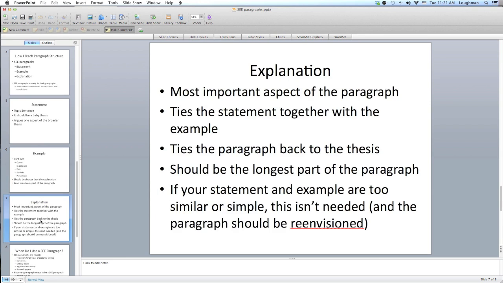And the explanation, to me, it's the most important aspect of the paragraph. All right. It ties the statement together with the example. So it explains why that quote or that paraphrase proves your opinion. All right. It ties the paragraph back to the thesis. So it explains to the reader, hey, this paragraph is helping my overall thesis in this way. It should be the longest part of the paragraph. And let me leave it at that first. All right.